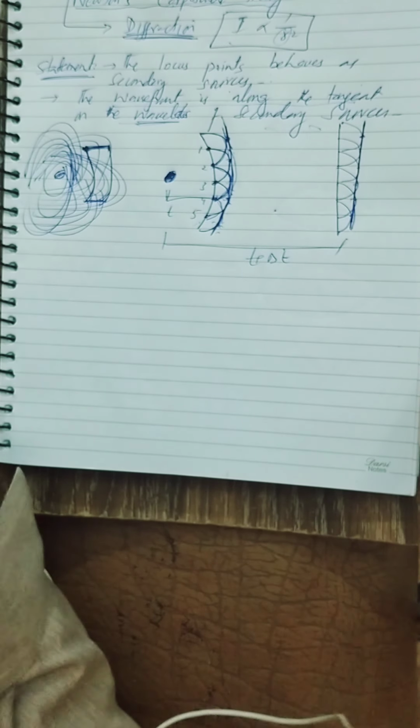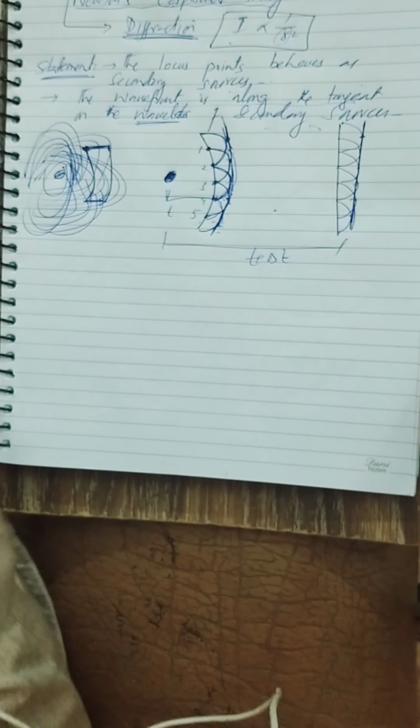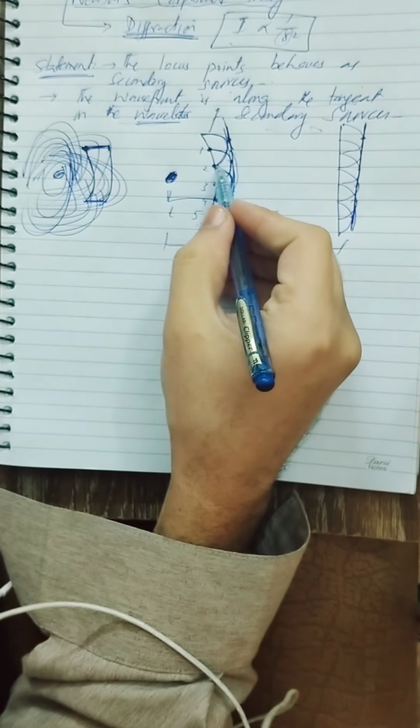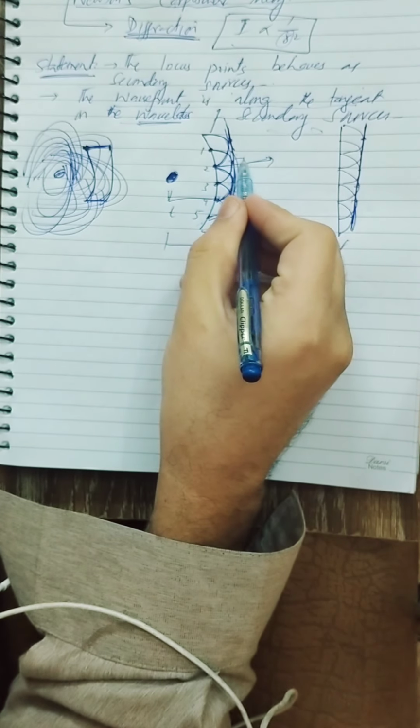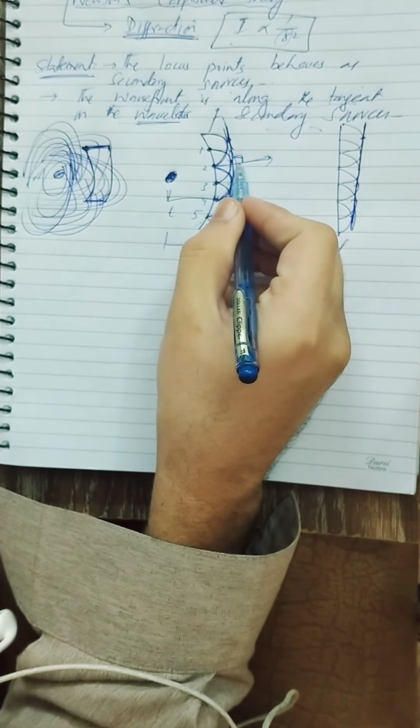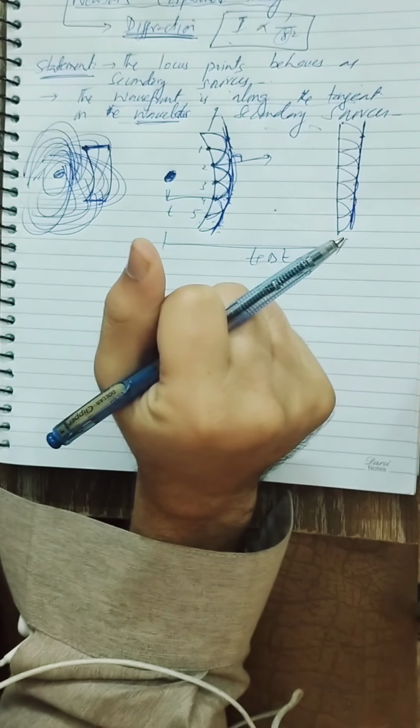So Huygens' principle always explains diffraction. He said that if we look at the propagation, this is the propagation of the source. This propagation is perpendicular to the wavefront. He said that the propagation and the wavefront will always be perpendicular to one another.